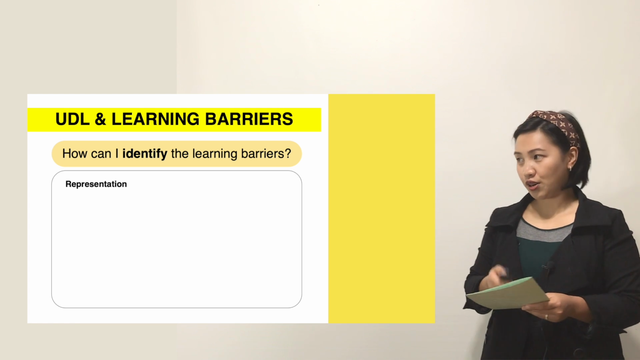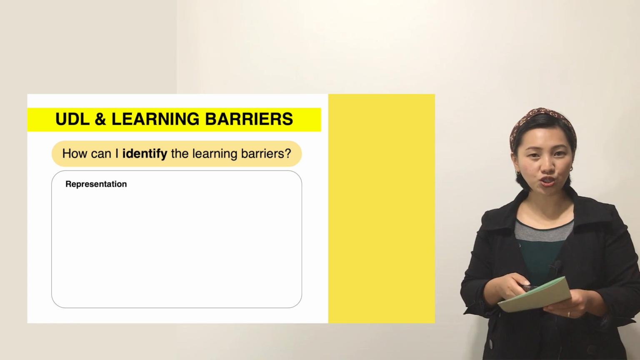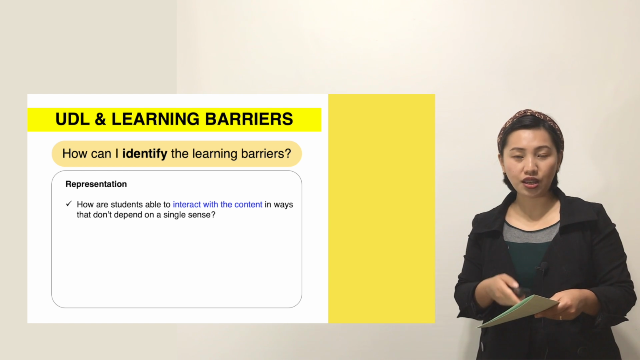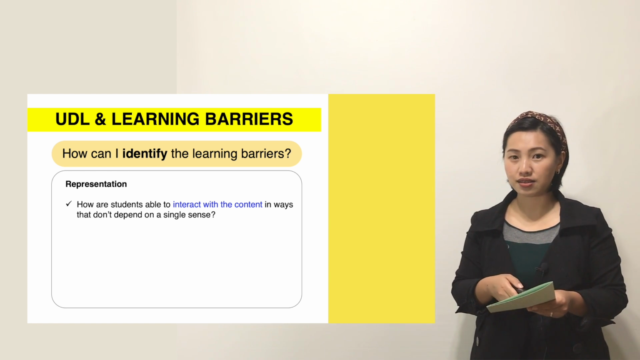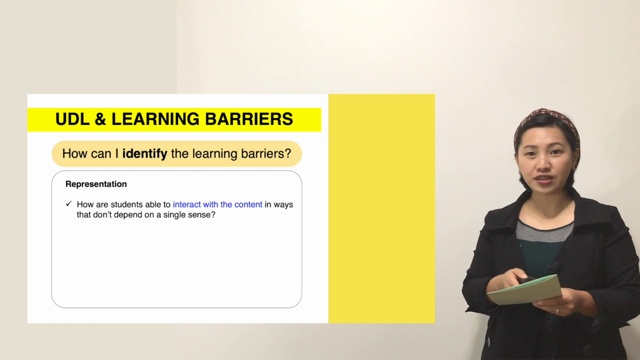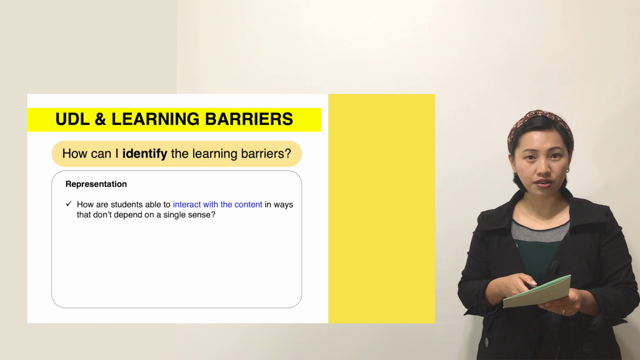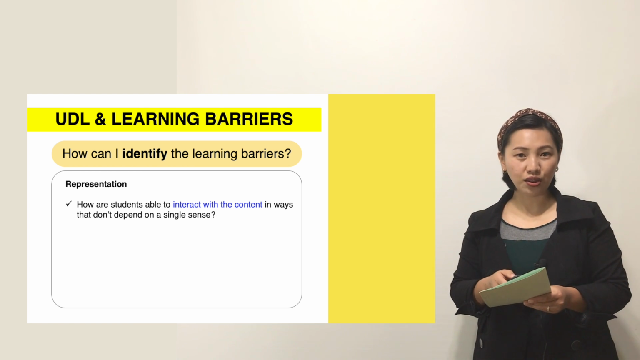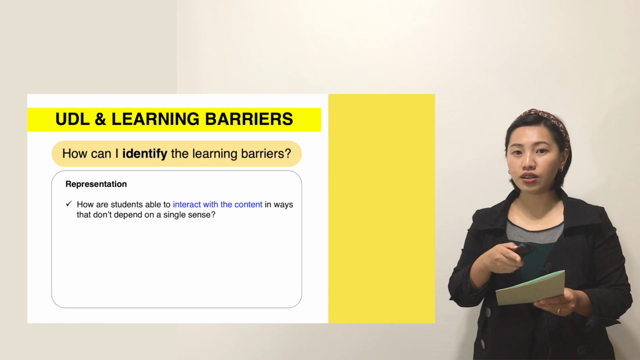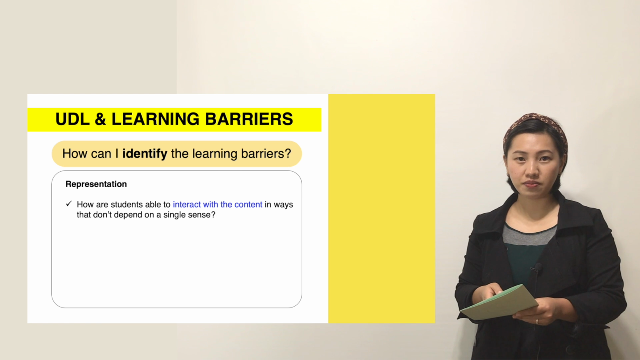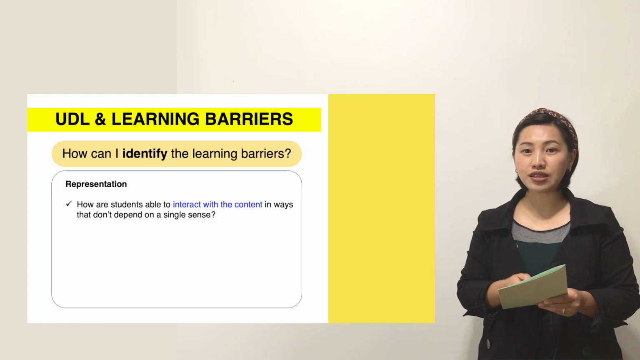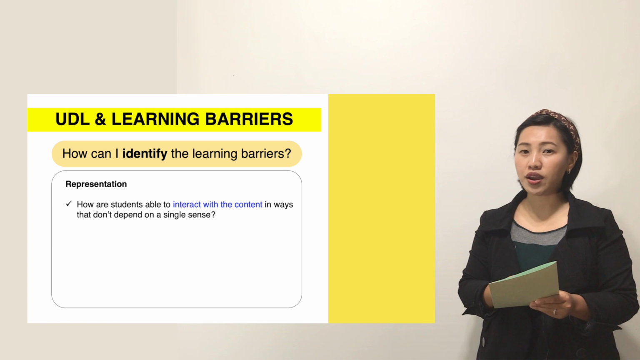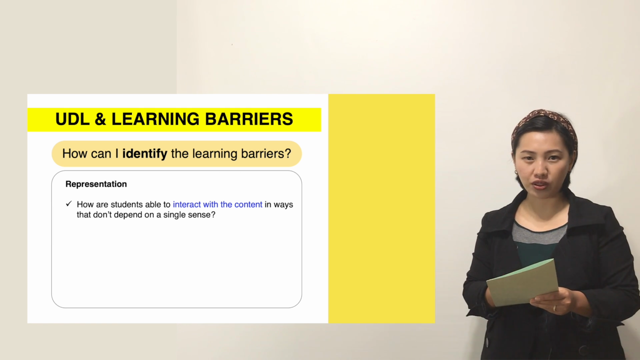Furthermore, in terms of representation, here are questions to help you prepare. How are students able to interact with the content in ways that don't depend on a single sense? In other words, how can learners relate to the lesson in more than one method? How can learners learn the lesson or the information in more than one method? More than one method, that's the point.